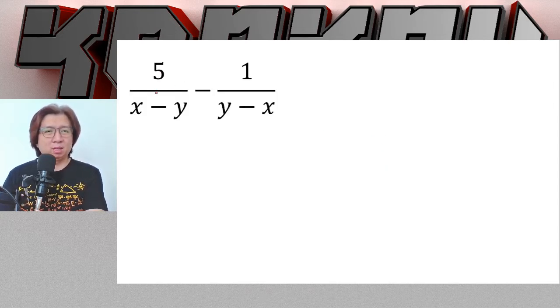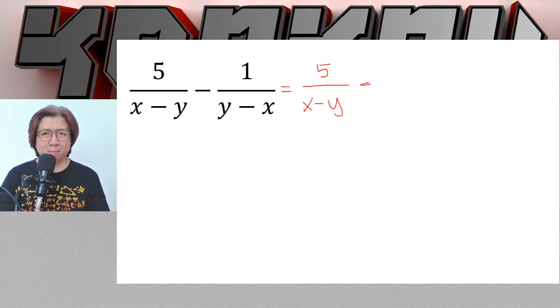Okay, so 5 all over x minus y minus 1 all over y minus x. Now you can see that the denominators are totally different, because this one is x minus y and the other one is y minus x. Now what we are going to do is copy first the first term. You have 5 over x minus y minus 1 over y minus x.